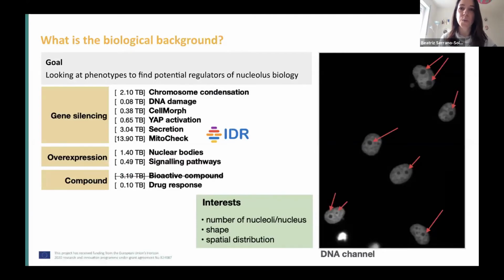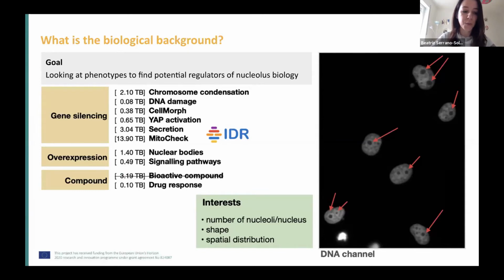Our aim was to reanalyze public images to gain insights into the nucleolus biology. Usually, the screening experiments are focused on particular biological processes, and some information is neglected simply because it's not of the interest of the study. So the phenotypes are there, information is there, but it's just not analyzed. And we wanted to have a second pass on this data and try to find something else.